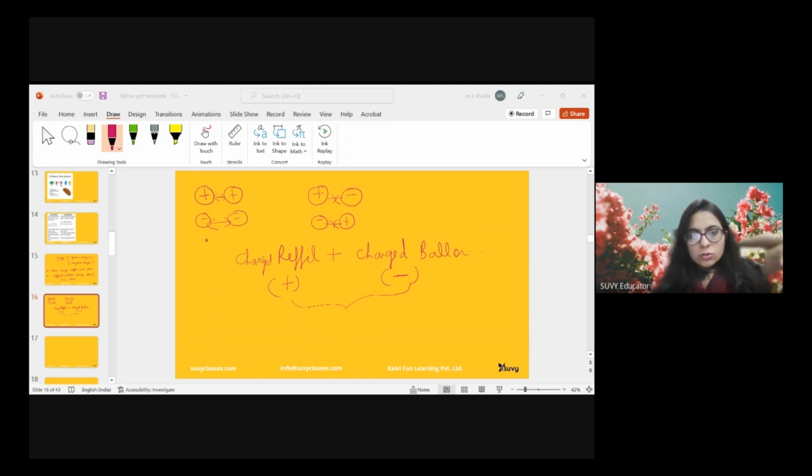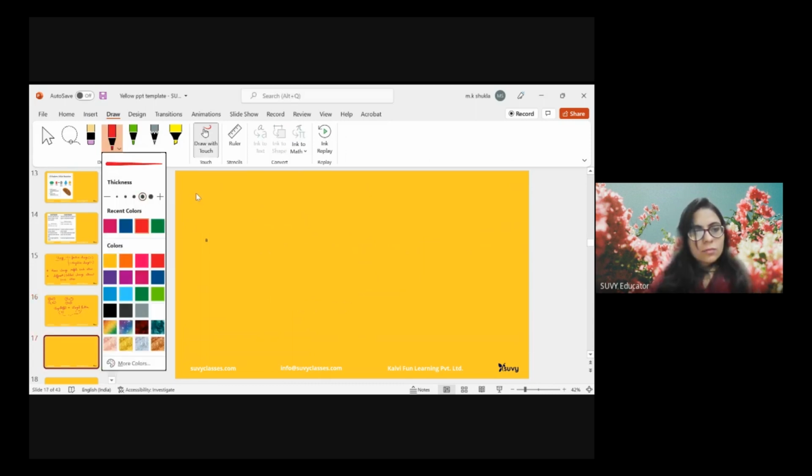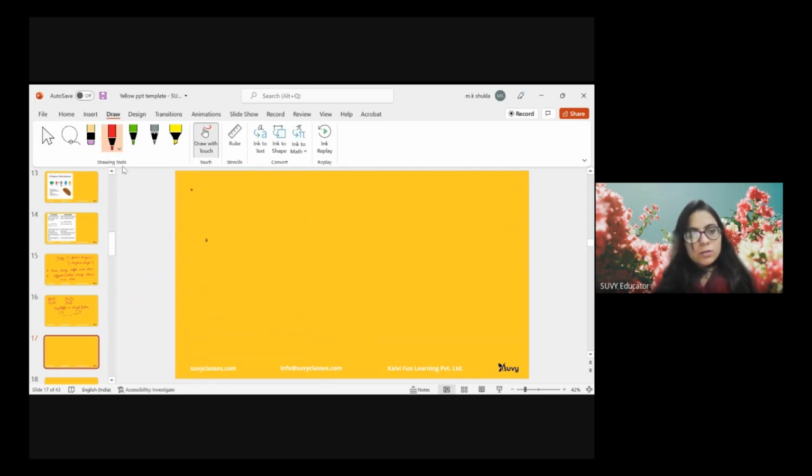It is conventional to call the charge acquired by the glass rod when it is rubbed with silk positive. Now the transfer of the charge takes place. So if any charged body is there, and if you transfer the charge of that body to the earth, then it will be called earthing. So how does earthing take place?